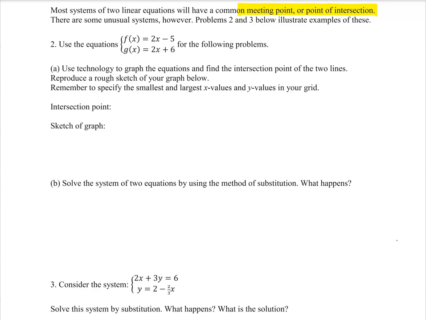So number 2, use the equations f of x is equal to 2x minus 5 and g of x equal to 2x plus 6. And we're going to use technology, Desmos again, to graph these two equations and find the intersection point of the two lines. And you are going to reproduce a rough sketch of your graph here. You have the space here. And again, we are going to use Desmos.